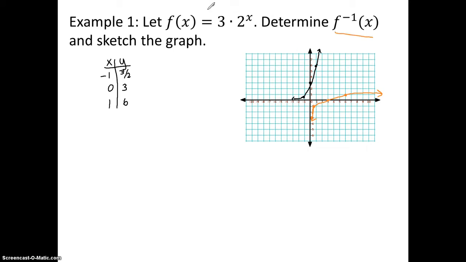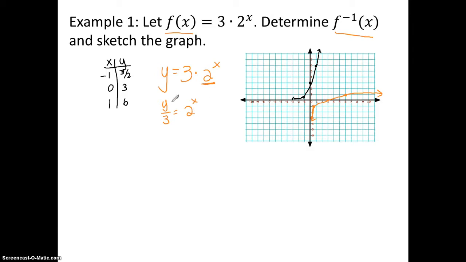So let's solve for the inverse using our formula from before. We're going to make this y. So y equals 3 times 2 to the x. The way we're going to solve this is that we are going to first isolate 2 to the x, just like when we solved exponents. So I'm going to divide by 3. So y over 3 equals 2 to the x.